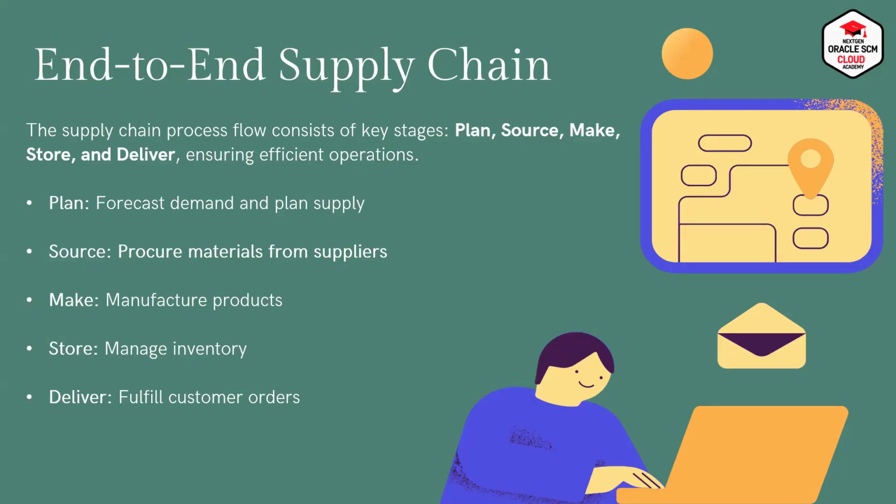The next topic is what is the end-to-end supply chain. In the end-to-end supply chain, these are the phases: plan, source, make, store, and deliver. In all these phases, Oracle SCM Cloud comes into the picture. Each step represents a key business function, and Oracle SCM Cloud provides dedicated modules to manage each stage effectively. For planning there is one module, and for source and make, for each stage, there are separate modules.